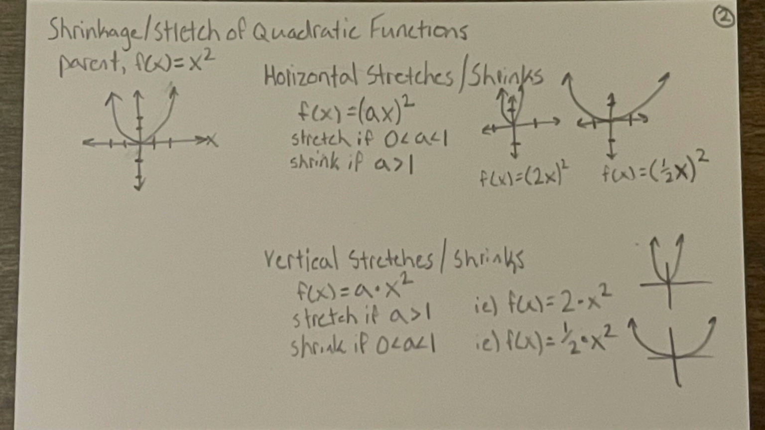For example, f(x) = (2x)² is a horizontal shrink because a, which is equal to 2, is greater than 1. f(x) = (1/2 x)² is a horizontal stretch because a is less than 1 and greater than 0. It has a graph of the parent function stretched horizontally by a factor of 2.